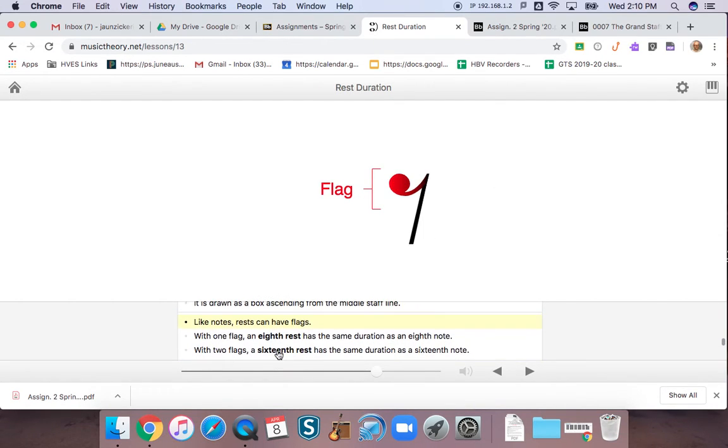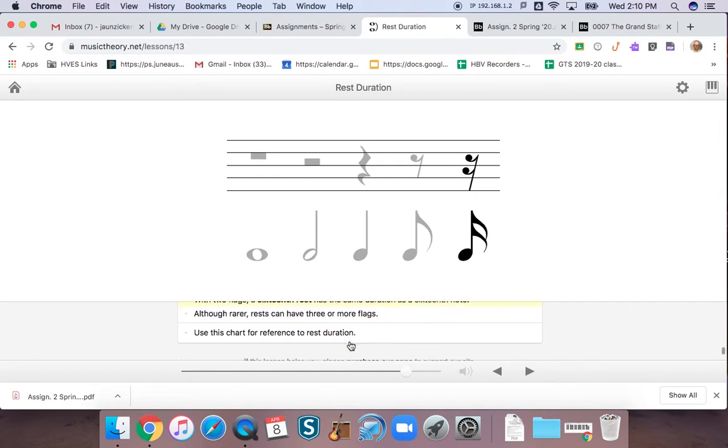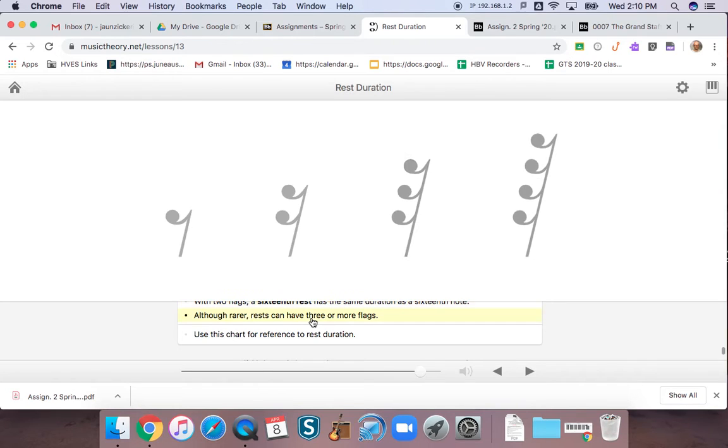And like notes, rests can have flags. So the 8th rest has a little flag next to it, and the 16th has 2 little flags. So this is a foreign language basically. There's all this vocabulary that you kind of have to just memorize, and then later on understand how it sounds. So it's very complicated, especially if you don't play an instrument.